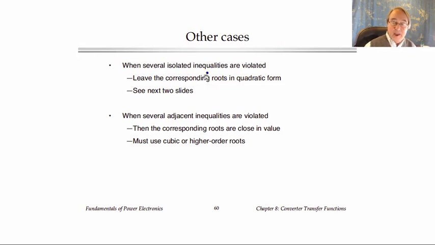Other cases, if we have several isolated inequalities that are violated, then we just have to leave the corresponding roots in quadratic form, so that we may have more than one quadratic form in our factorization. We'll do some examples of that. And then if we have several inequalities in a row that are violated, then that means we have more than two roots that are close together. So then we have to use cubic or higher order roots, and then you're on your own. You know, that's a higher order case, and we have to handle it with other means.